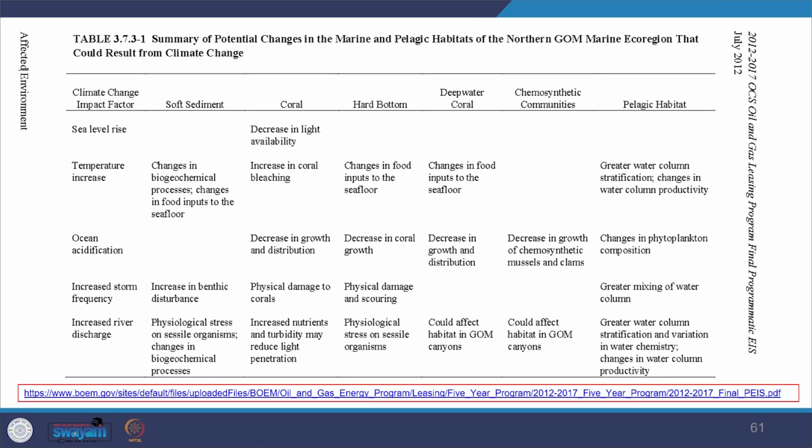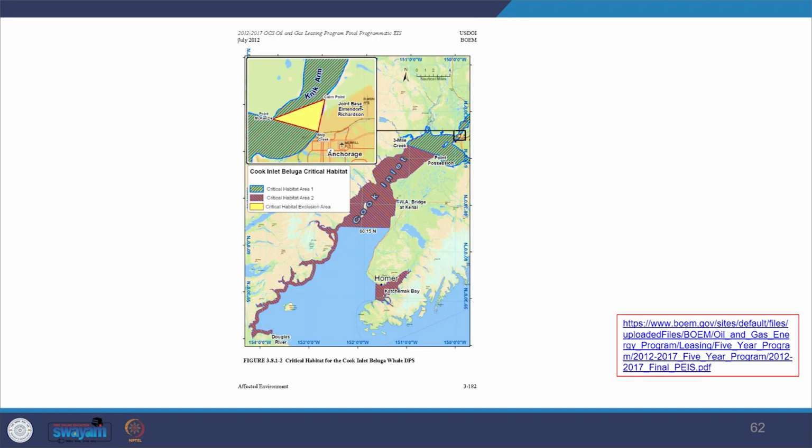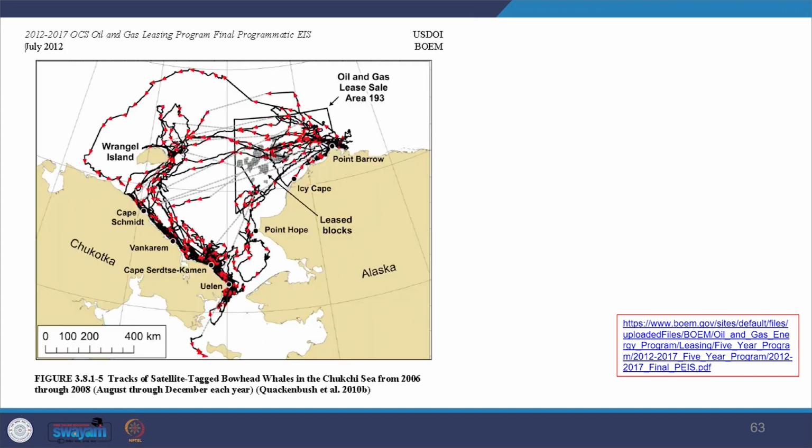So here you can see the potential changes in marine and pelagic habitats of the northern Gulf of Mexico, or marine ecoregion, that could result from climate change as well. So they have also taken care of climate change aspects here. Then you can also see critical habitat from one of the areas, what they have identified and mapped, and then how the bowhead whales, their tracking has been done in the area. So you see through these examples, like through this particular example, the scale of how SEA deals with.